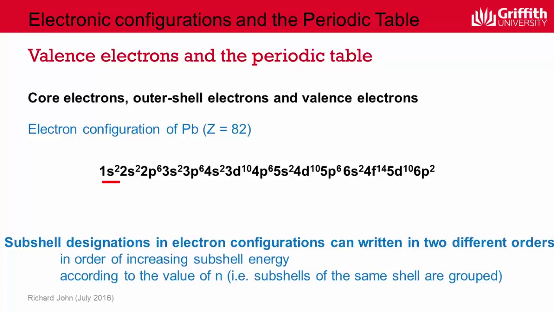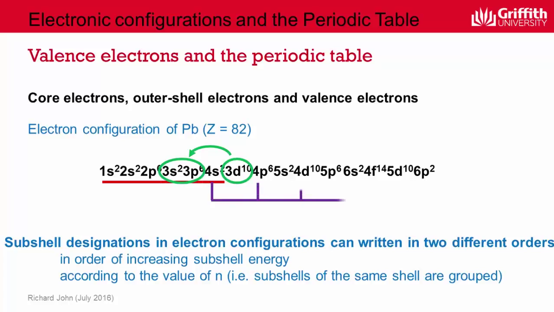So, for example, we see that electrons in the 1s subshell belong to the n equals 1 shell. Electrons in the 2s and 2p belong to the n equals 2 shell. The 3s and 3p belong to the n equals 3 shell. And then we get to the n equals 4 shell, but we've still got electrons in the 3d subshell here. And it may be that we want to group all of the subshells at the n equals 3 level altogether.